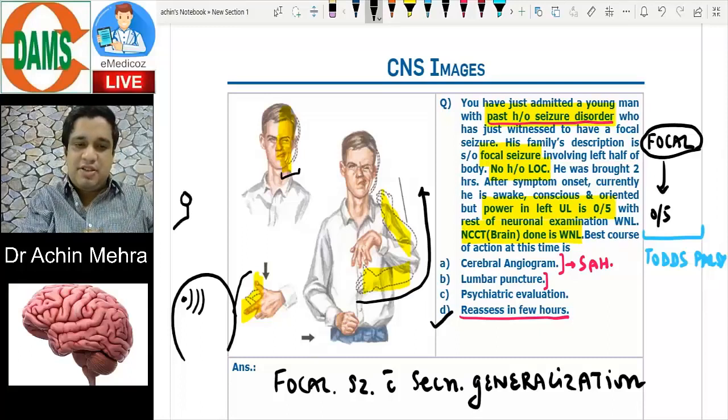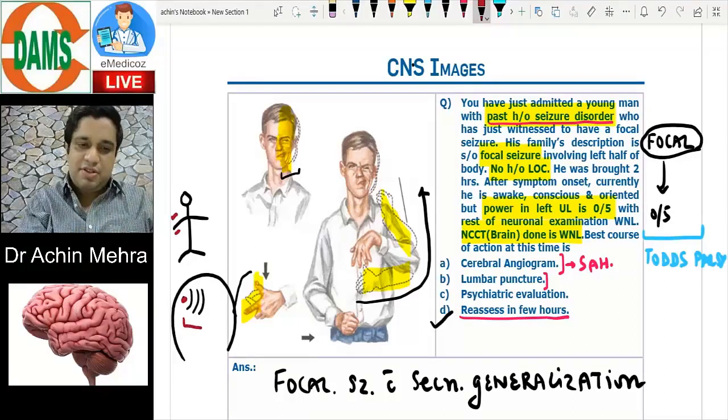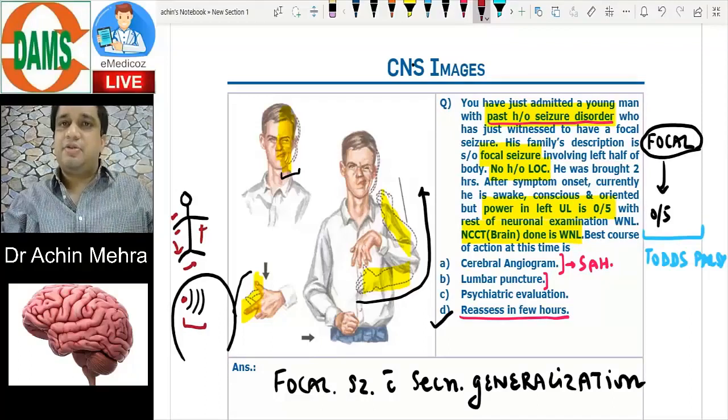So you understand this, wherever the discrete lesion is sitting, at that particular point in the motor cortex, that particular limb is going to have a seizure activity. But as you can see, because of the surrounding cerebral edema, the seizure is going to spread everywhere. So that is a focal seizure with secondary generalization, right?